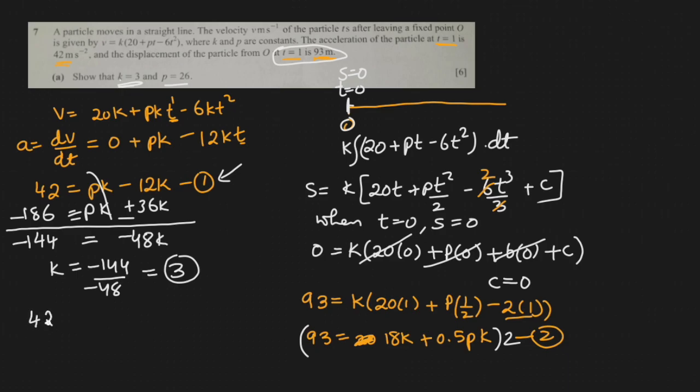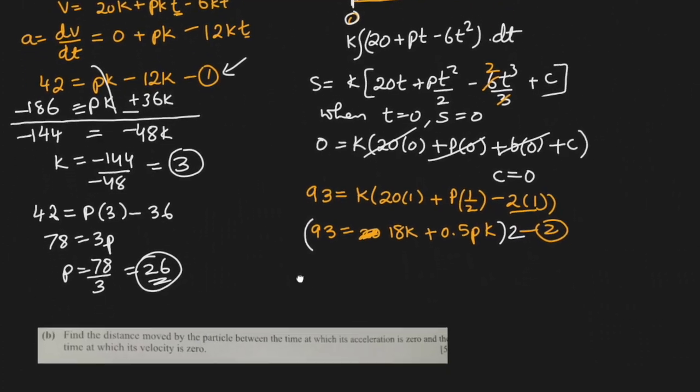42 equal to p, and now we know k is 3, minus 12 times 3, 36. 36 goes to the other side, so 42 plus 36, 78 equal to 3p, and p equal to 78 divided by 3, which is 26. That's it. We showed it. K equal to 3, p equal to 26.